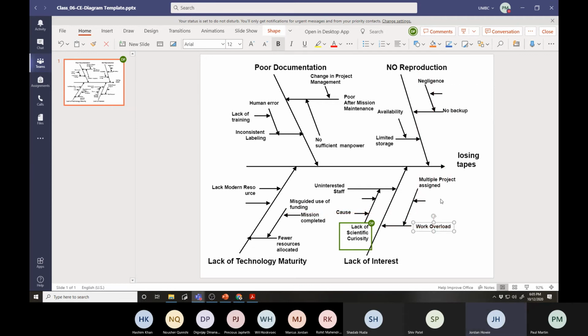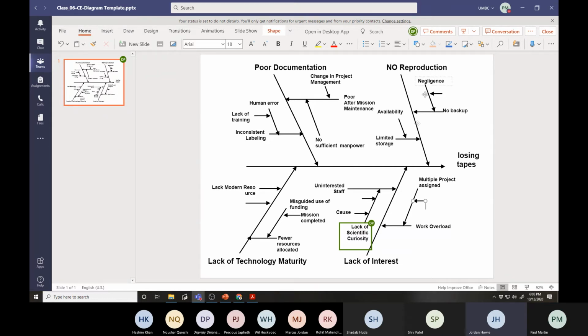Yeah, no, I could see that. It's like human error, technology maturity. So that's kind of similar to what I think the former group was talking about in terms of technology resources, maybe not updated. And then poor documentation, so the labeling issue, maybe inconsistent here, and reproduction. So they got to back up the files.